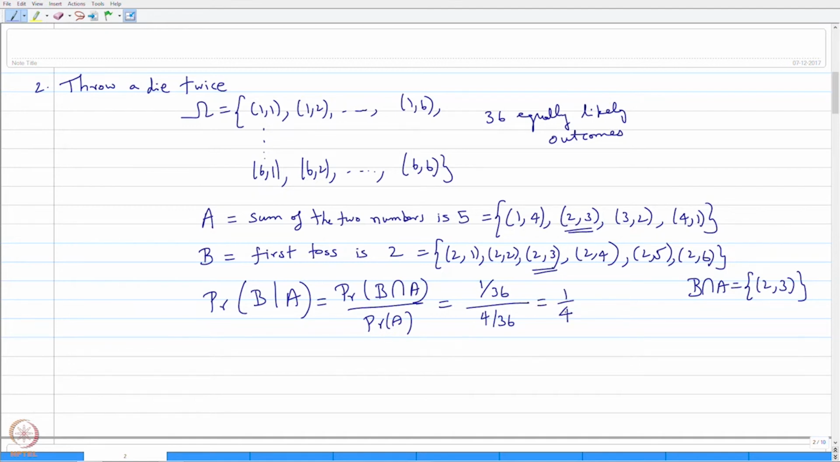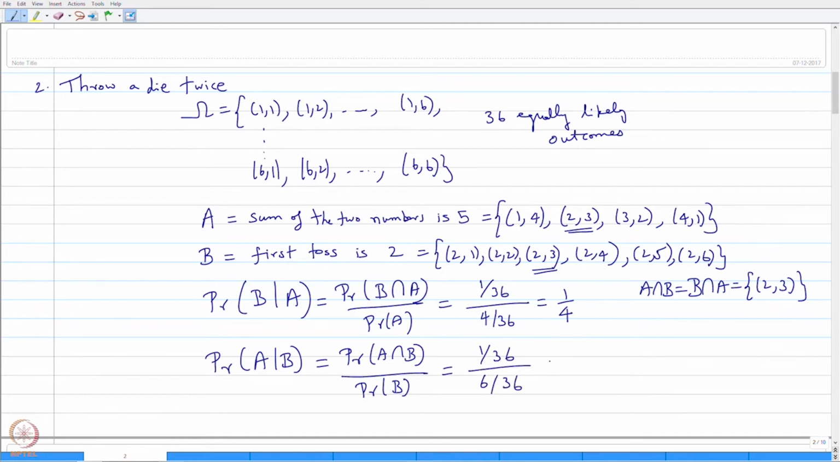You can also calculate the other probability, which is actually a bit nicer, the probability of A given B. Given that the first toss is 2, what is the probability that the sum of two numbers is 5? Here again you will need the probability of B intersect A, or A intersect B, if you will, both of these are the same, divided by the probability of B. The probability of A intersect B and the probability of B intersect A are the same. It does not matter how you intersect them. So, in the numerator you again have 1 by 36, in the denominator you have 6 by 36, which is 1 by 6.